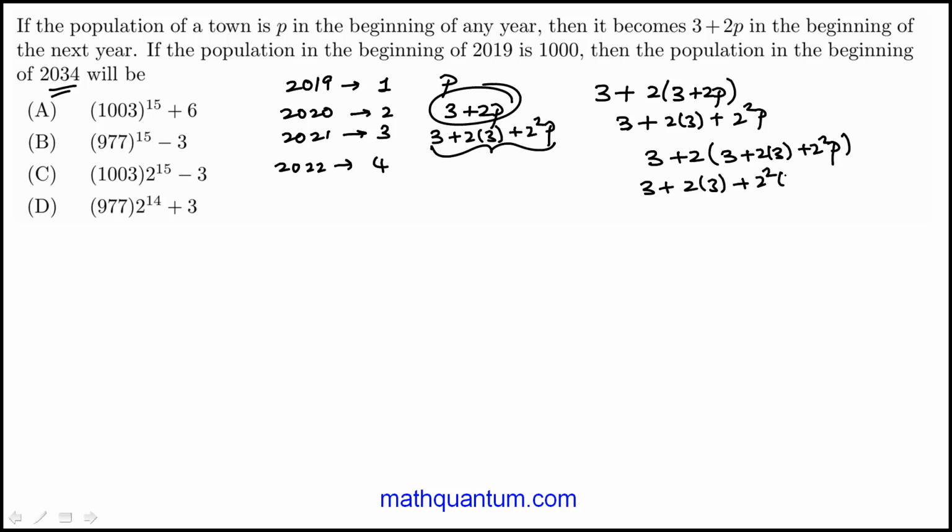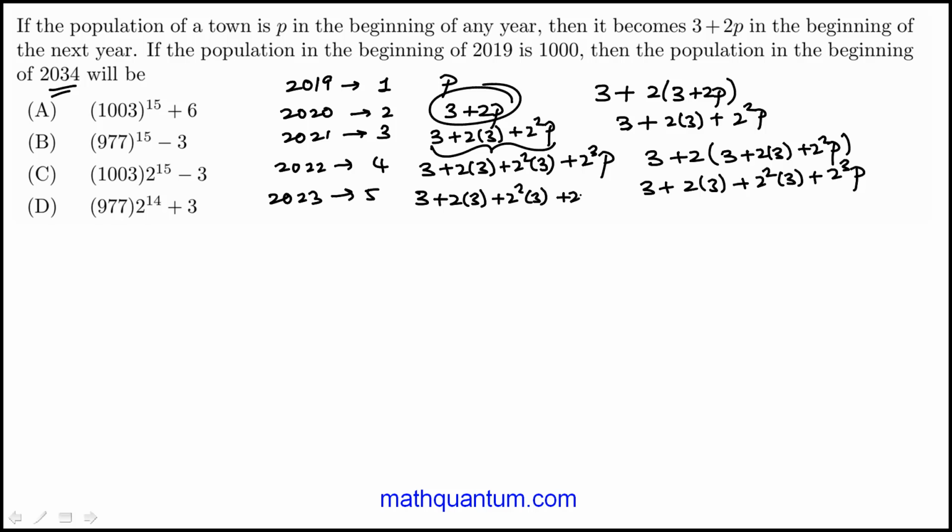So you have to do it enough that you can clearly see the pattern. And of course you want to do this as quickly as you can in the exam. So you'll see 2023, and you just need to do it far enough that you can see the pattern. And so 2023 would be 3 plus 2 times 3, 2 squared times 3, 2 cubed times 3, plus 2 to the 4 P. I didn't want to bring the 1,000 here, so we'll do that at the end.